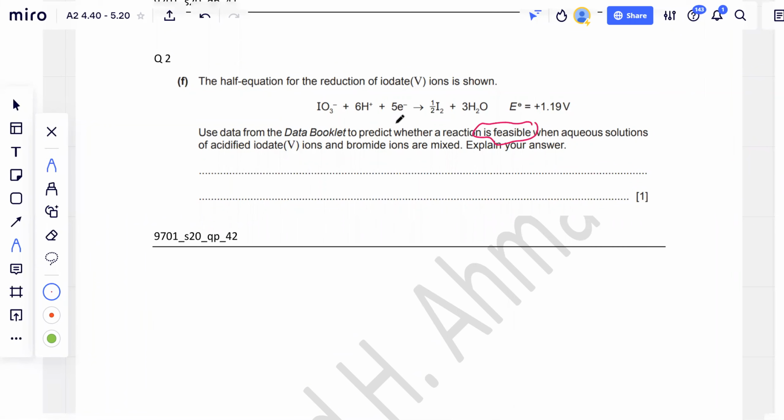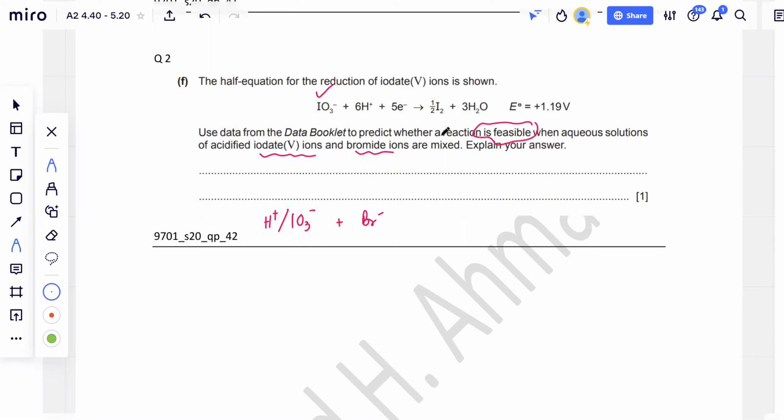So he's saying iodate(V) ions, which are these ones. These are my reactants, right? And bromide ions. So my reactants are iodate(V) ions reacting with Br minus 1 ions, and I'm going to see what happens when the reaction happens. And it's acidified as well. He's asking whether the reaction is feasible, and we have to explain.